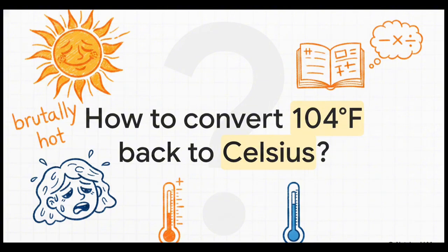All right, active learning time. It is your turn. We literally just learned the steps, so let's see if you can put them together. How would you convert a brutally hot 104-degree Fahrenheit day back into Celsius? I'll give you a second. Remember your orange formula. First, subtract 32 from 104. Keep that number in your head. Got it? Now multiply that number by 5 and divide by 9.